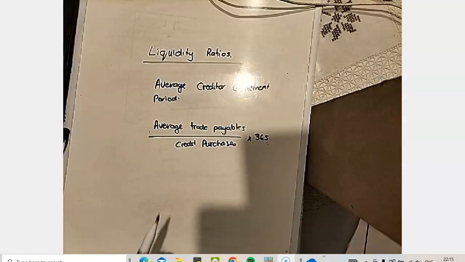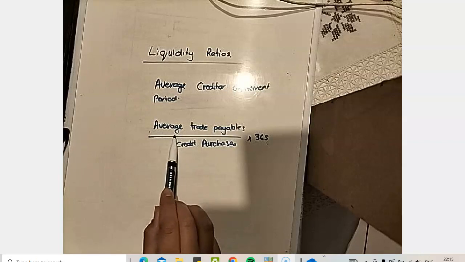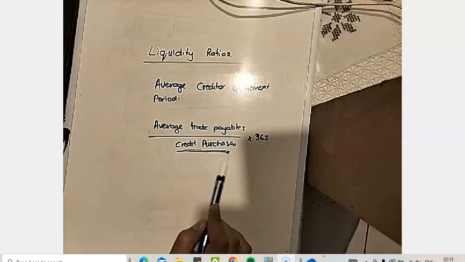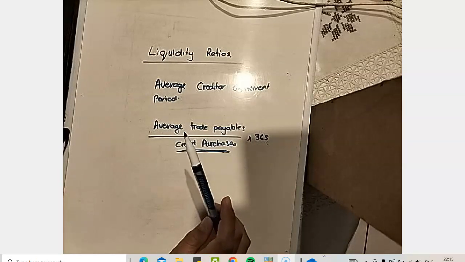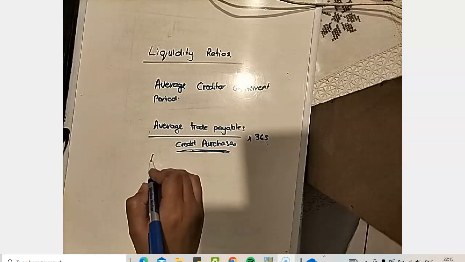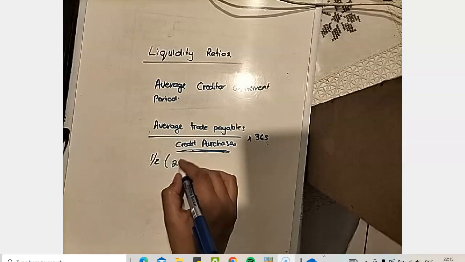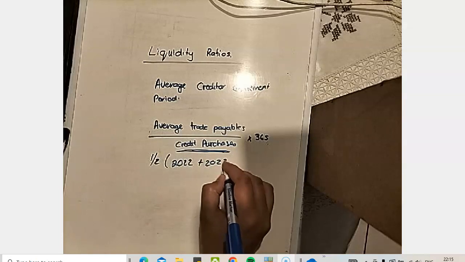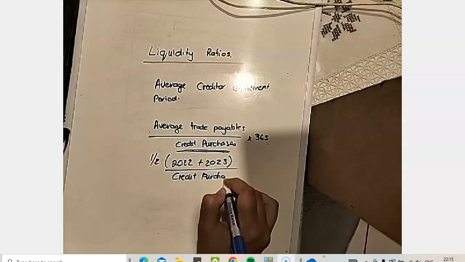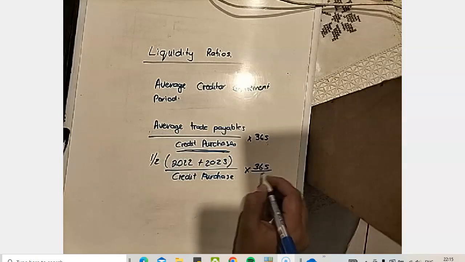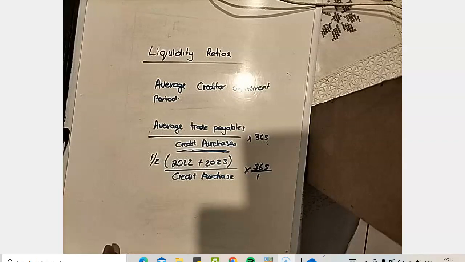Okay, the average creditors settlement period is similar to your average debtors collection period. It will only have your average trade payables over your credit purchases. Don't forget purchases with your creditors, and with your debtors, it will be your credit sales. So it's still the average, so you have a half times the 2022 plus the 2023 years over your credit purchases times 365 days over 1. So always you use your 2 years. We will always give you a 2-year value to calculate this ratio.